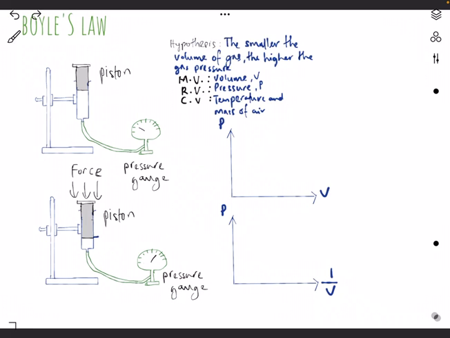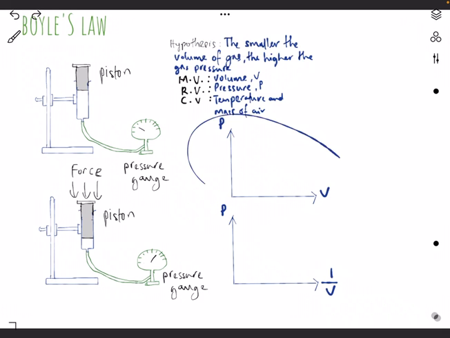And in this experiment, our constant variables are the temperature and the mass of air. You can see that we did not heat up the gas. That is why the temperature is constant. And the mass of air is also constant because this is actually an enclosed container. The air cannot escape from the piston, and that's why the mass of air in the piston is constant.